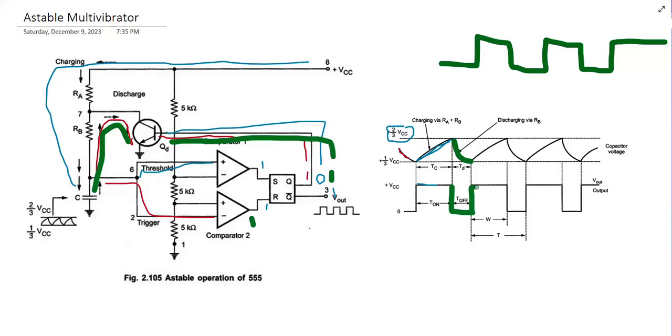So Q bar becomes 1, and our capacitor starts charging. Why does the capacitor start charging? Because this 0 goes to the gate of the transistor, and the transistor will be off. When there is no path for discharging, it will form a path for charging through this, as we had seen previously, and this continues. Again it goes beyond 2/3 VCC, comparator 1 will be high, and next it starts discharging after a particular time, and here it goes below 1/3, it will start discharging, and so on. So this is how our astable multivibrator works.